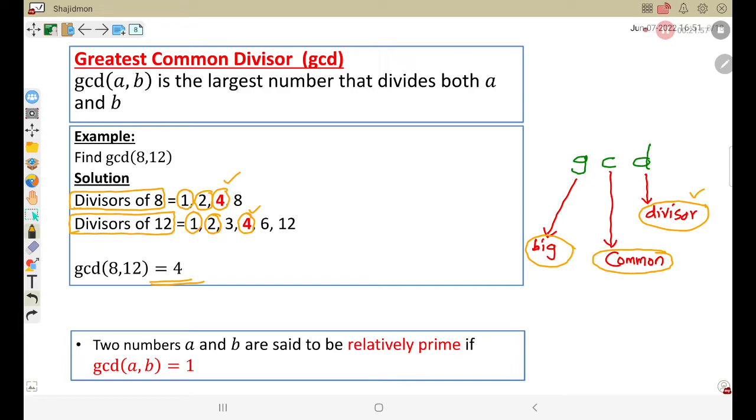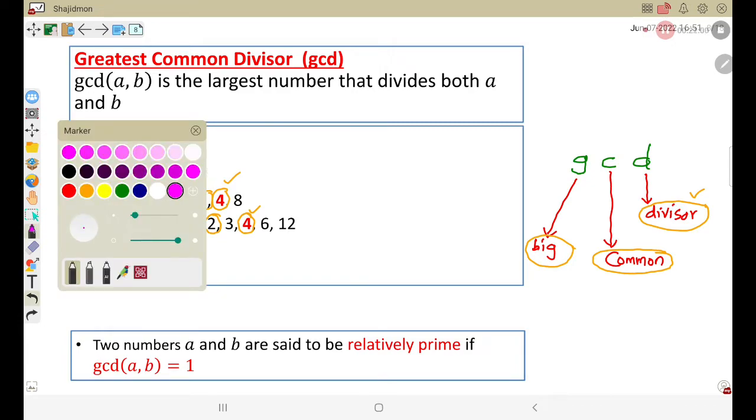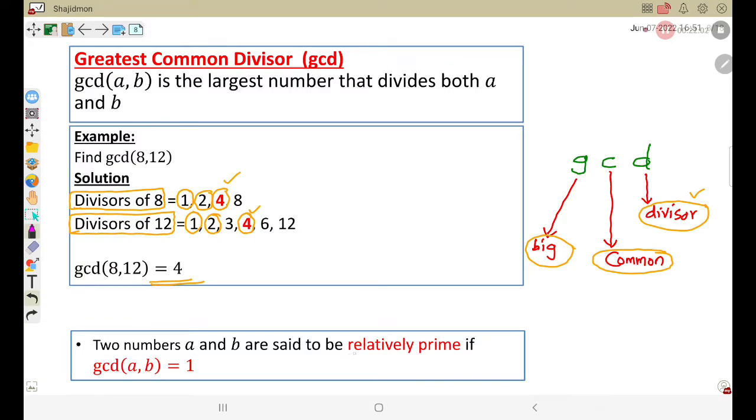Correct? Okay, now a small definition you can see. Two numbers A and B are said to be relatively prime. This is a very important point. If two numbers A and B are relatively prime, then the GCD should be equal to 1. If you are getting GCD as 1, then those two numbers we are calling relatively prime numbers.